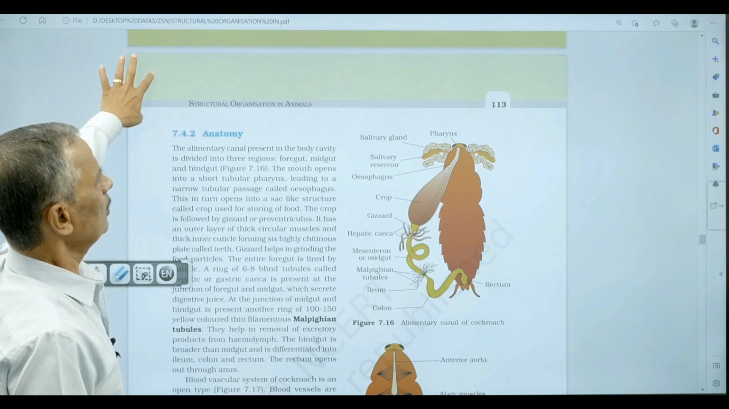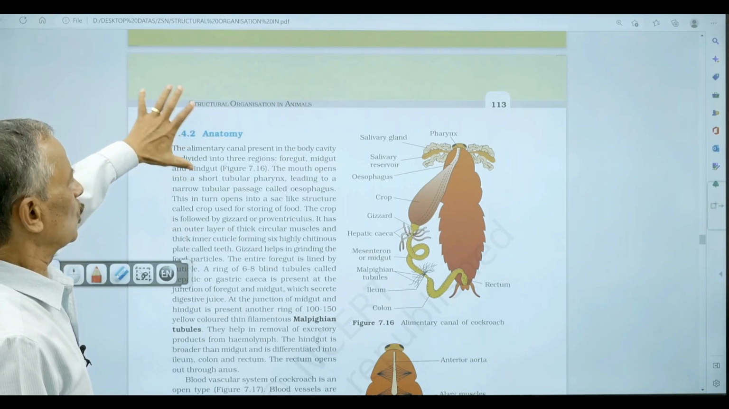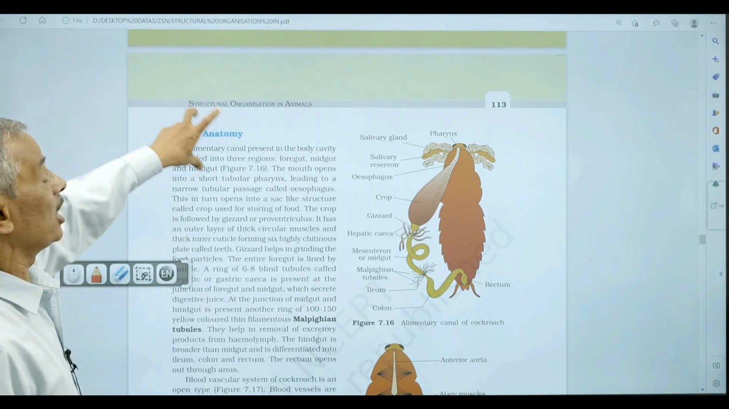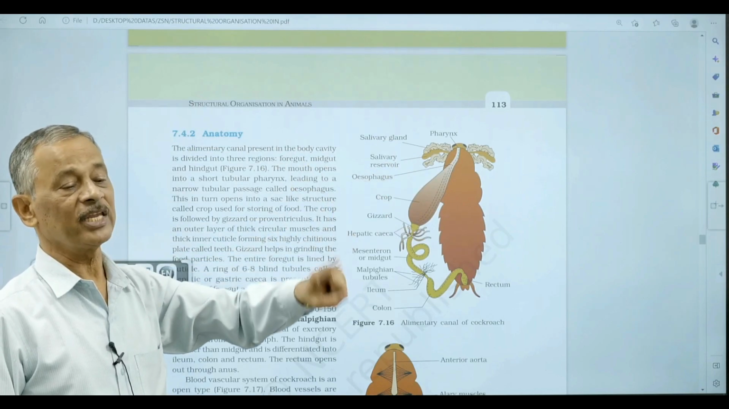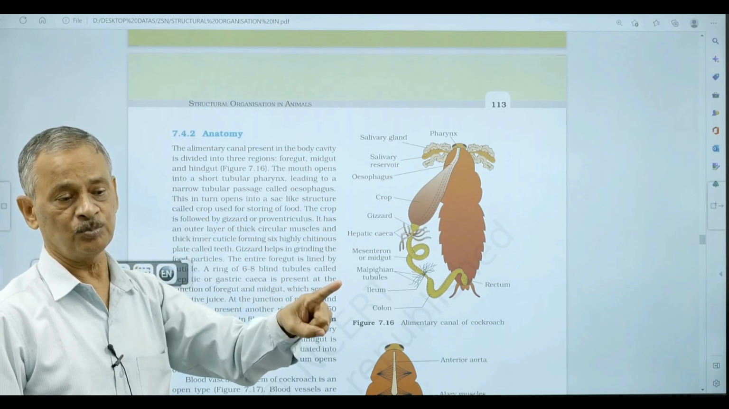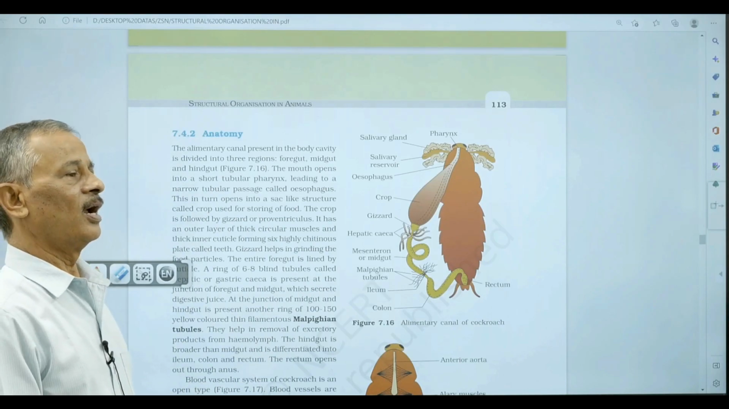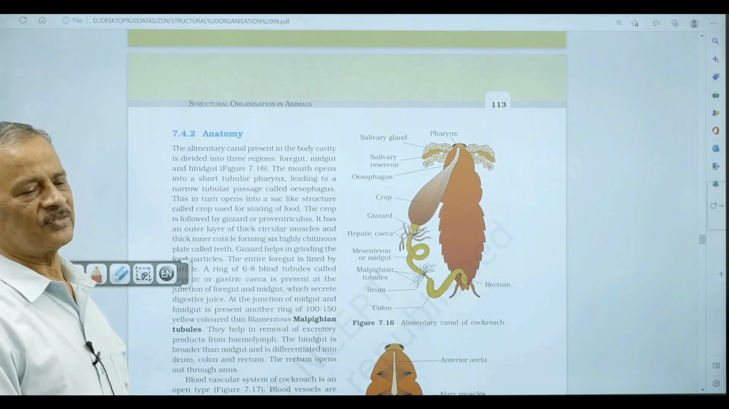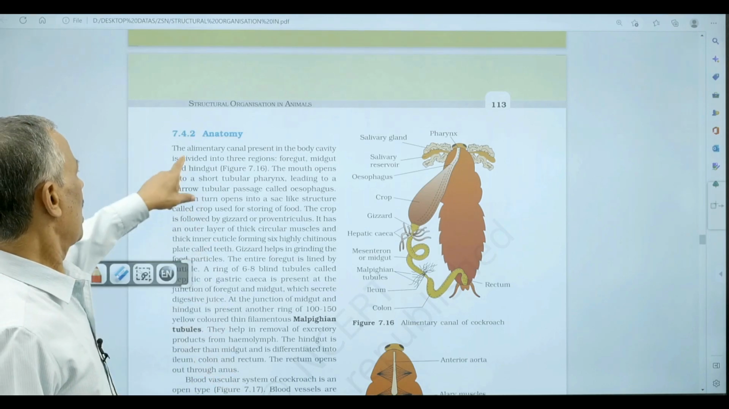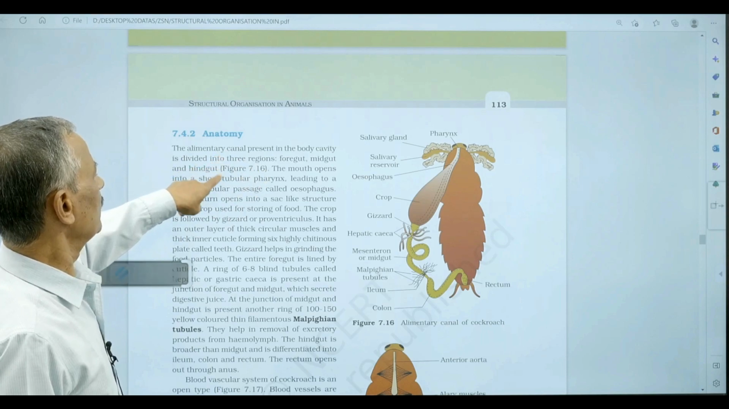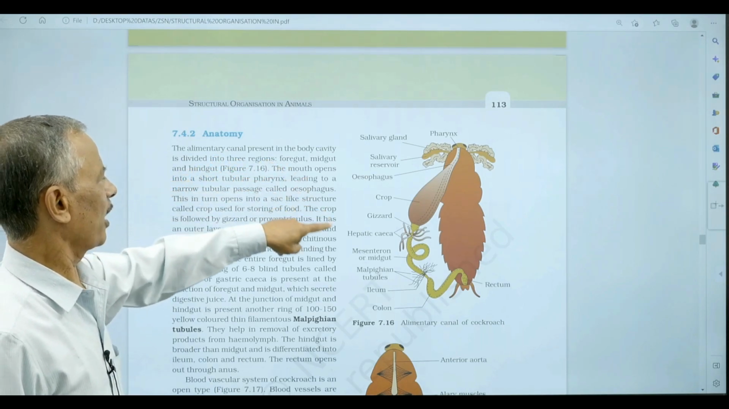Alimentary canal and its associated glands constitute the alimentary system. That means you are having an organ system made up of several organs which is concerned with digestion, absorption, etc. That is the main function of this organ system. Alimentary canal is having a foregut, midgut and hindgut.